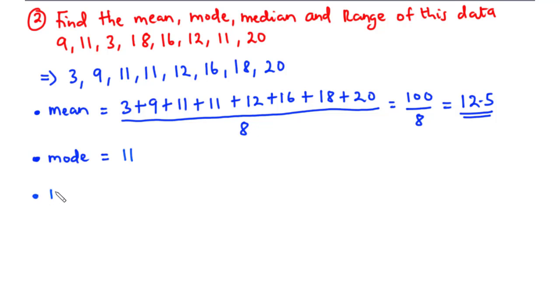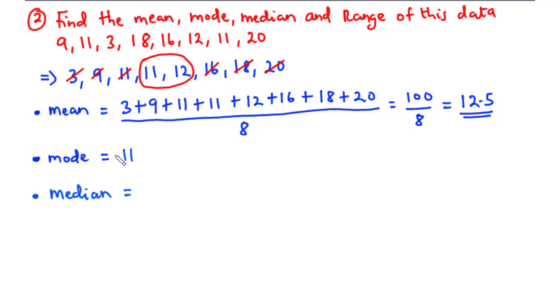Now the median. So the median is the middle number from the list. So let's cancel out the middle values. So we cancel out 3, 20, 9, 18, 11, 16, and then we have 2 numbers left in the middle. We have 11 and then 12.